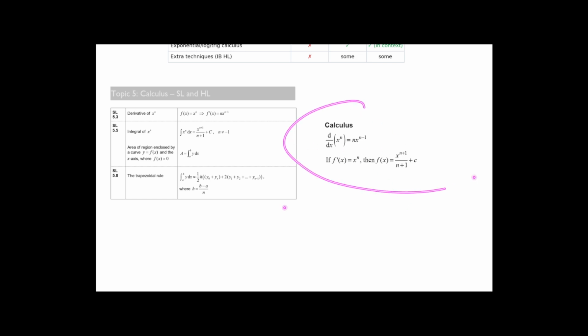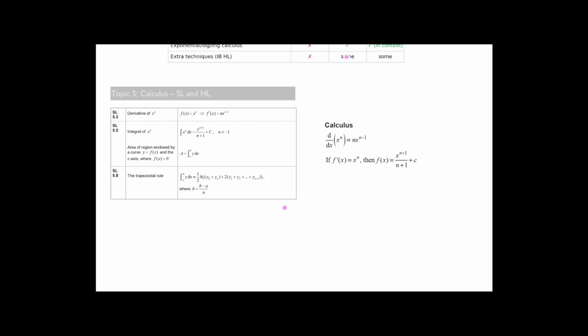This one is the NCEA formula that they give you, and this is the International Baccalaureate that they give you. And you'll see that the formulas are exactly the same. They do give you a slightly different notation, but those notations are identical.